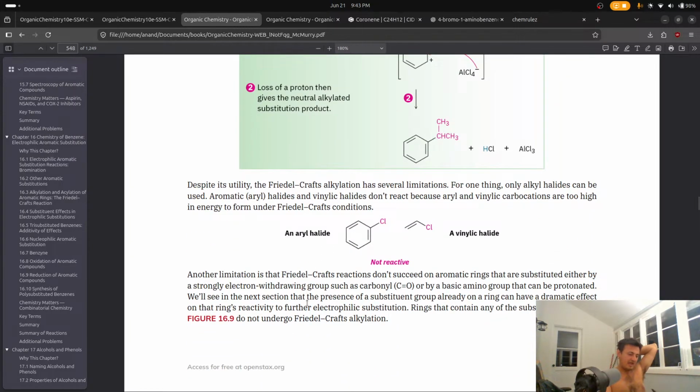Okay, so caveats to the Friedel-Crafts: aryl halides and vinylic halides don't work because of unstable C+.